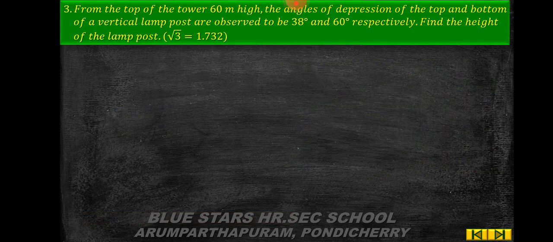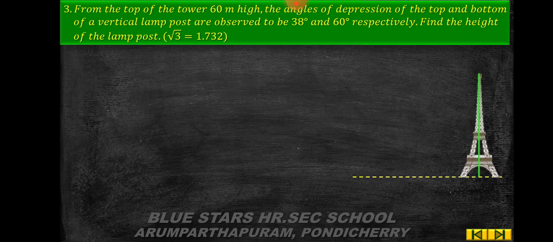Problem number 3. From the top of the tower 60 meter height, the angle of depression of the top and the bottom of a vertical lamp post are observed to be 38 degree and 60 degree respectively. Find the height of the lamp post. So root 3 is equal to 1.732.